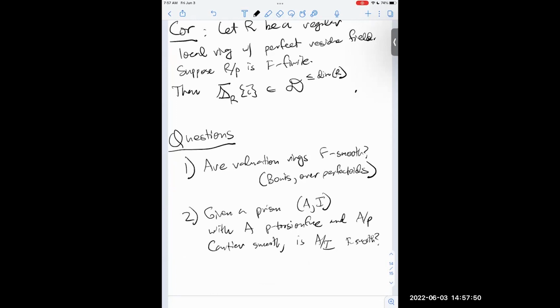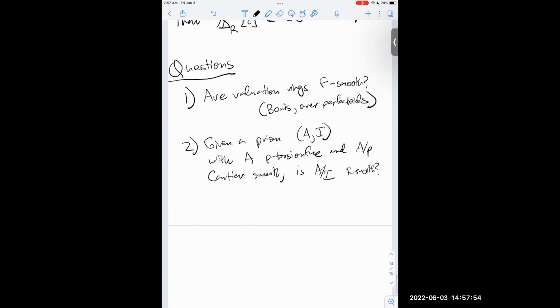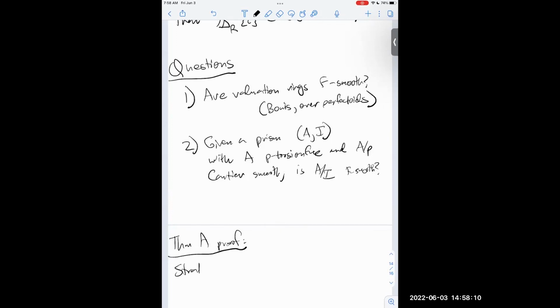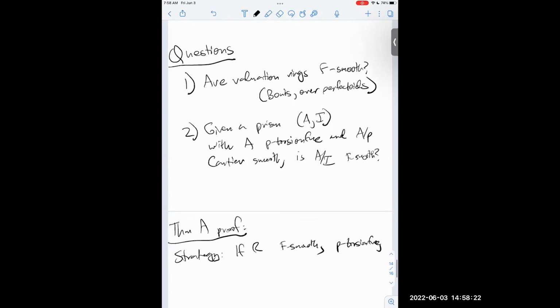Okay, so these are a couple of questions. Maybe let me also just say, finally, in proof of Theorem A, the strategy of proof, again, is about comparing the syntomic complex of a p-torsion-free F smooth ring and of the generic fiber where you inverted p. And the strategy is essentially, if R is F smooth and p-torsion-free, and in fact, you can reduce quickly to the case where R is p-complete.